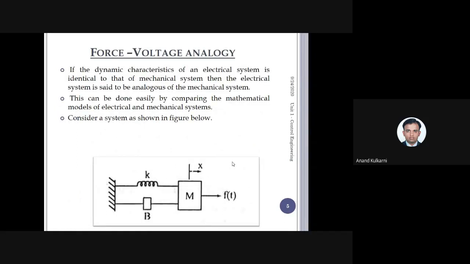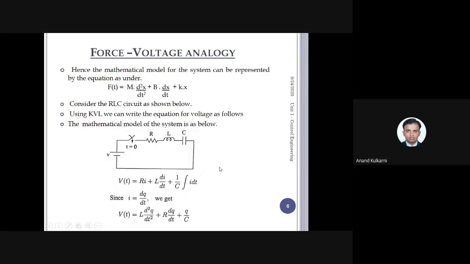What do you mean by force voltage analogy? If we have two systems, one electrical system and one mechanical system, and I want to compare them, to see whether they are similar, they will have to have the same differential equation. So we take a mechanical system and write a differential equation for it. We take an electrical system and write a differential equation for it. When we compare both, if they are of similar form, then we say that the mechanical system is equivalent to the electrical system.